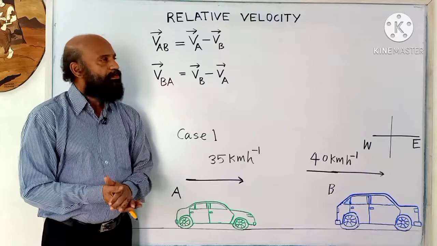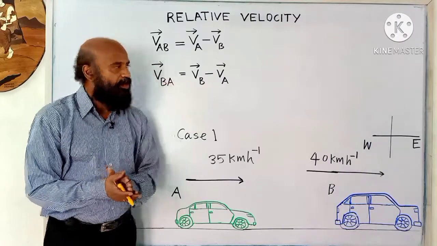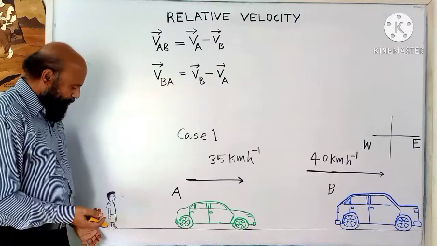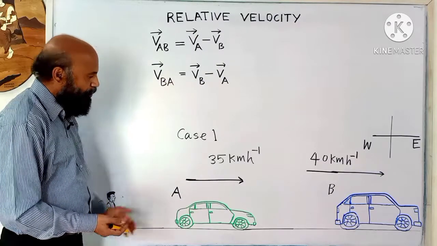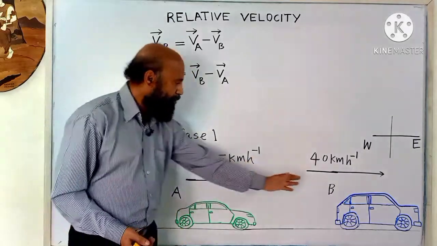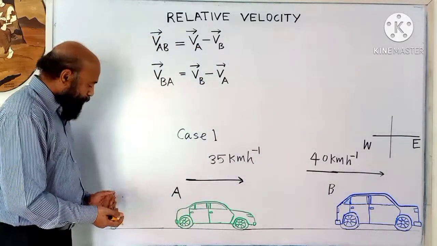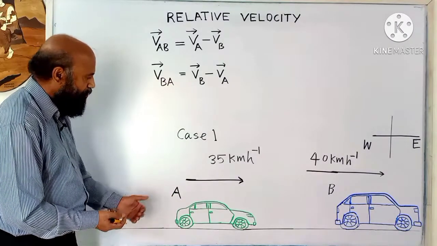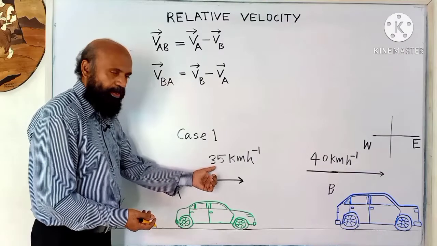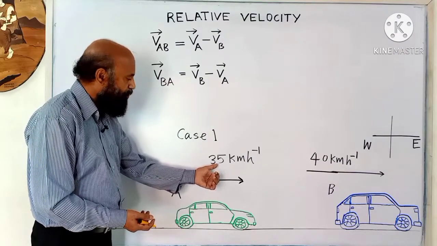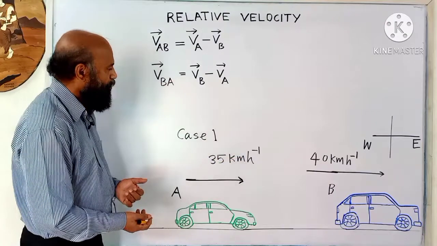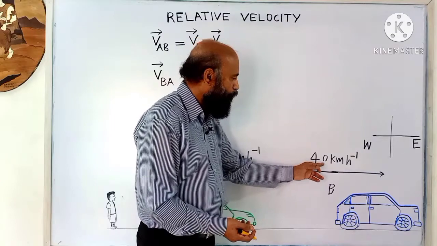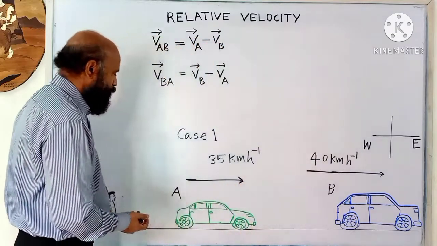In this video, let us try to understand the concept of relative velocity. Here there is a boy on the ground and two cars, car A and car B. With respect to the boy who is at rest on the ground, car A is moving with a velocity of 35 km per hour. Car B is moving with a velocity of 40 km per hour with respect to the boy.